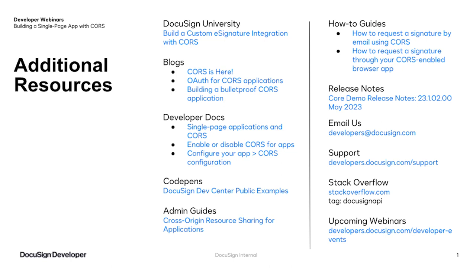just showed. There are also some developer docs covering single page applications in CORS, enabling or disabling CORS for your apps, and then configuring your app in the apps and keys page. We have Codepens out there that you can go take a look at, fork and play around with. We have some how-to guides for common use cases like requesting a signature by email using CORS or requesting a signature through your CORS-enabled browser app. And then admin guides for those who are administering DocuSign accounts on cross-origin resource sharing for applications, how to use the experiences we just took a look at. And last, the release notes for CORS are included in the 23.1.02 release or the May 2023 release.